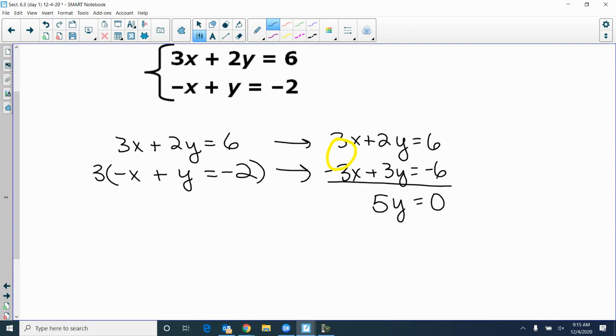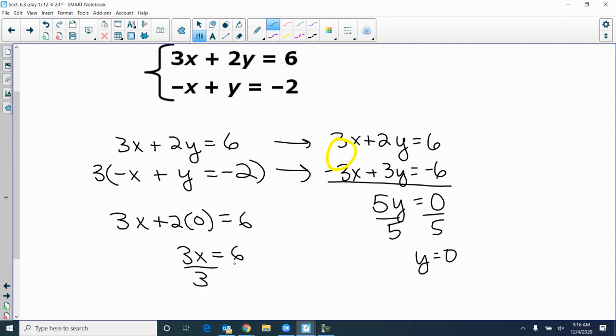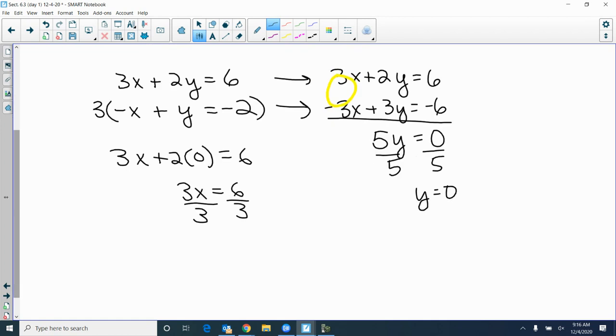Now, this is just good old-fashioned divide by 5. Well, 0 divided by 5 is 0. That's okay. We get 0 for one of our values. That's definitely okay. Plug it in, though, and what do I get for x? I think we get 2, because that's just going to cancel out. I get 3x equals 6. Divide by 3. I get x equals 2. So the point is 2, 0.